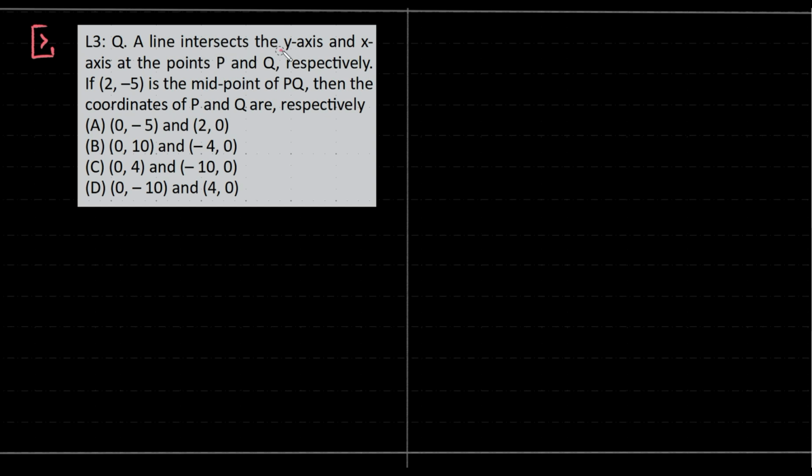A line intersects the y and x axis at point P and Q respectively. If (2, -5) is the midpoint of PQ, then the coordinates of Q and P are respectively.